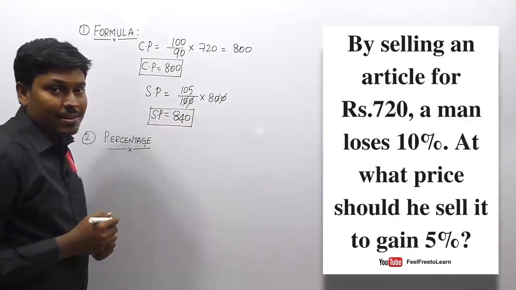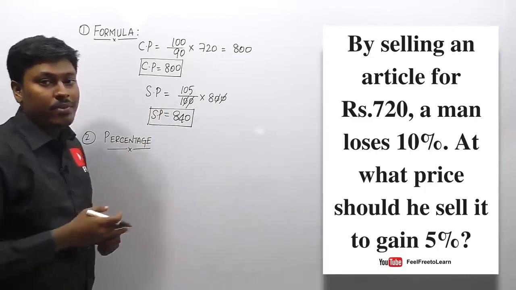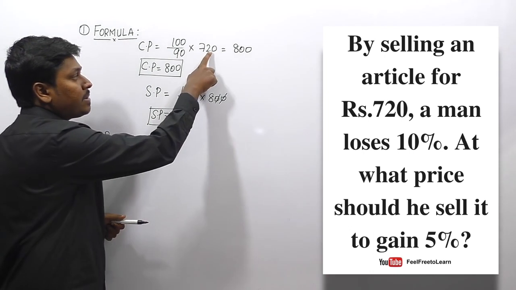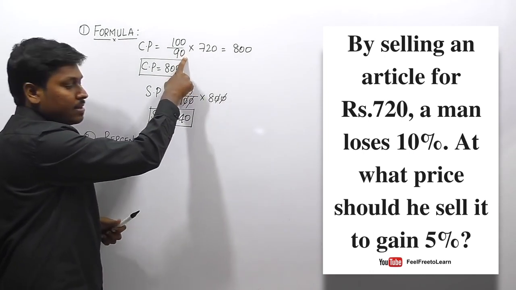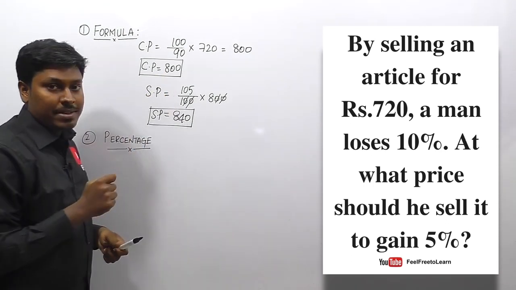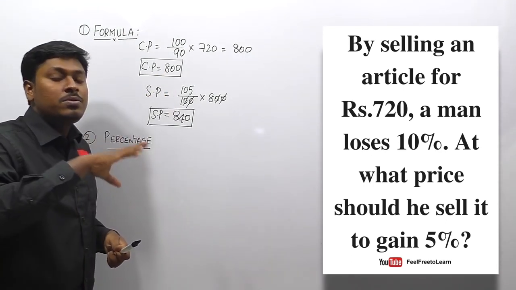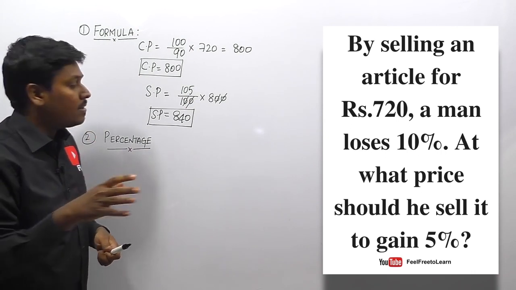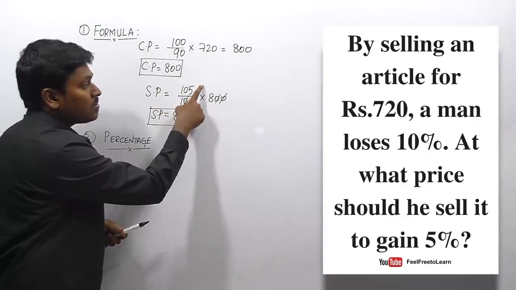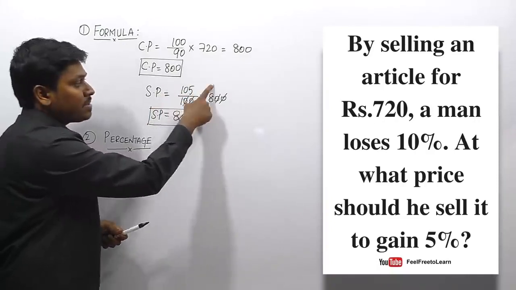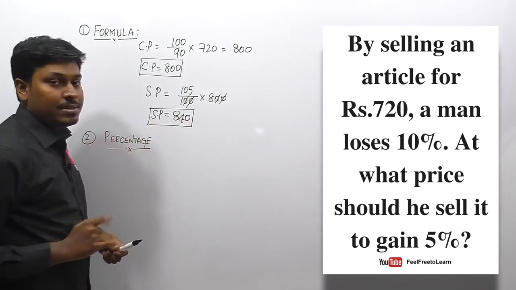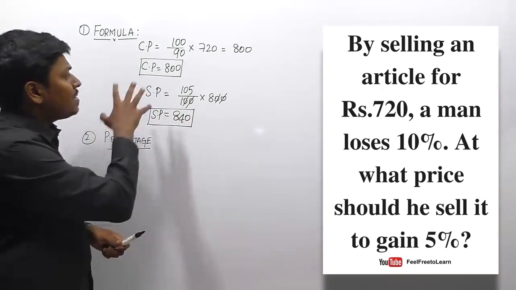So friends, we got the answer by using the formula method, that is 840 for question number 8. First of all, by using the two data, the selling price and the loss of 10%, we found the cost price of the article. After finding the cost price, our target was, if he wants to sell the same article for a 5% gain, the selling price is 100 plus profit percentage, so 100 plus 5 will be 105, divided by 100, into cost price. So finally we got the selling price as 840. So this method is the formula method, right?